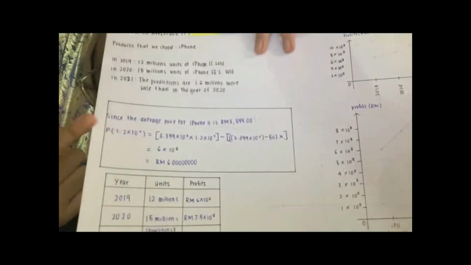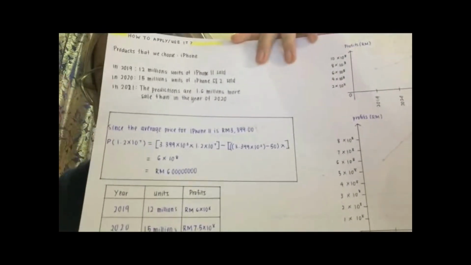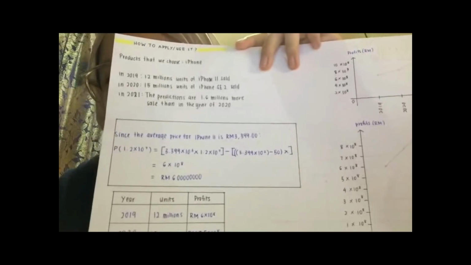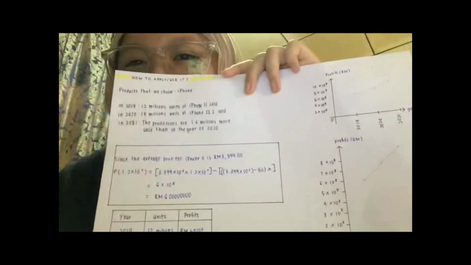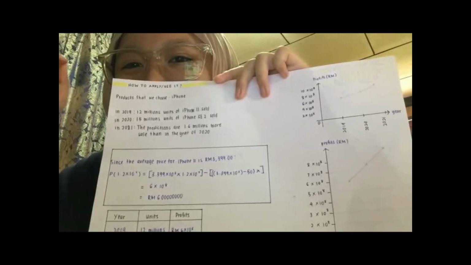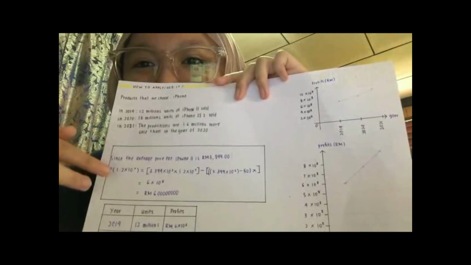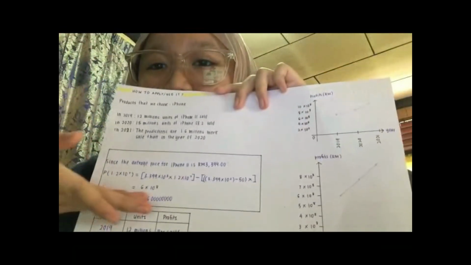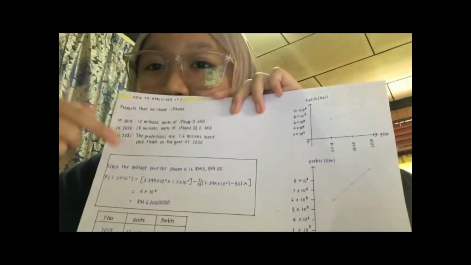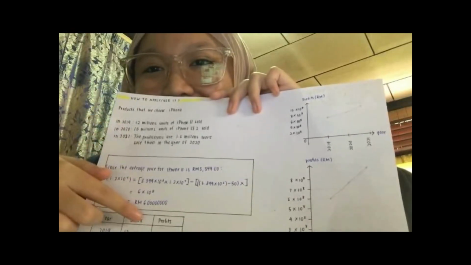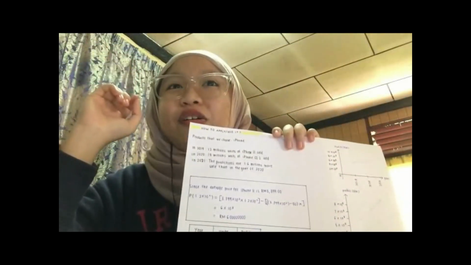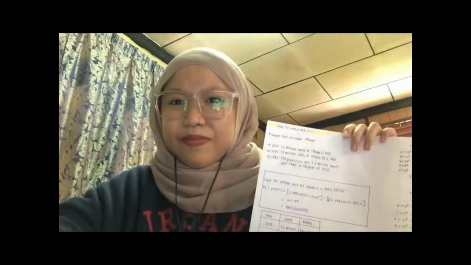Since the average price for the iPhone 11 in Malaysia is, I guess, RM1,399, we just apply the formula. We get 600 million ringgit of profit for 2019 for the sale of the iPhone 11 model itself, not including the other models.